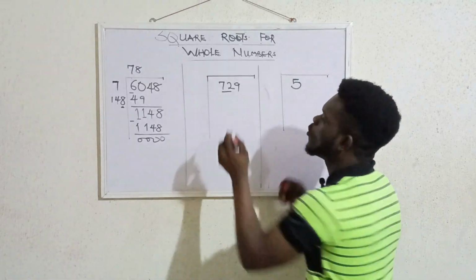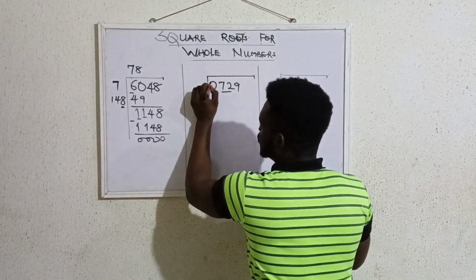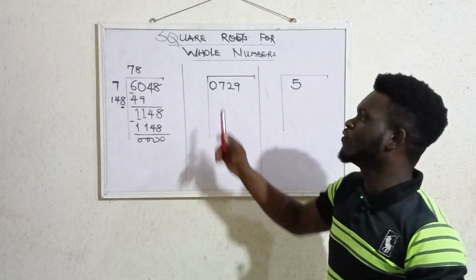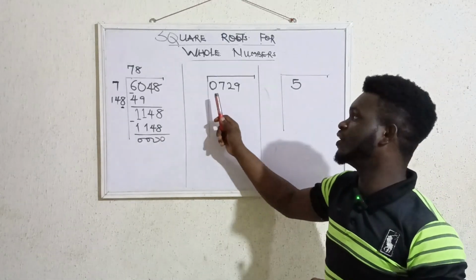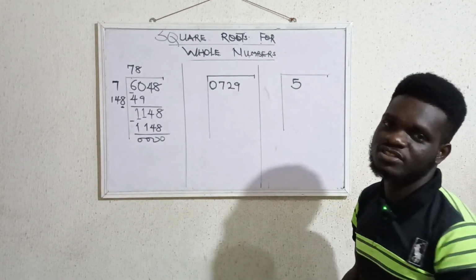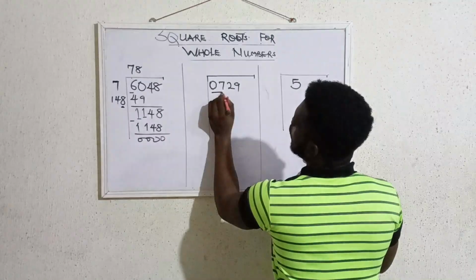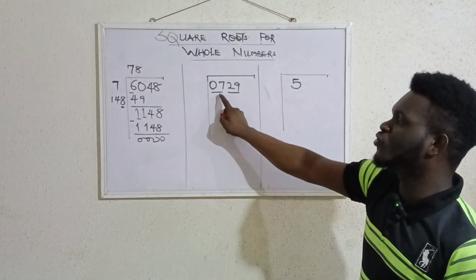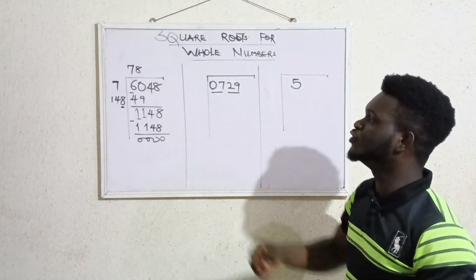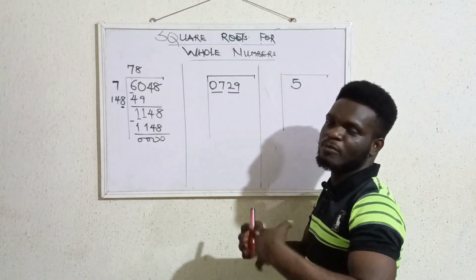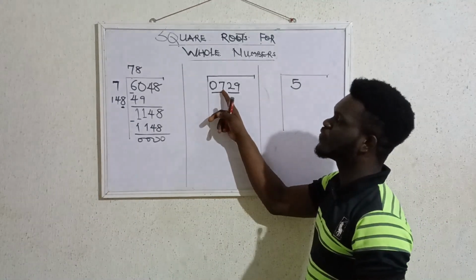So what do we do? We have to add a 0, or merge, sorry, a 0 to the very beginning of the question. We're going to merge 0 there, and we have 0729, which still stands as 729. So you are taking your pairs like this. So we are first of all going to deal with the number 7. Now what do we do? We are going to puzzle out what is that number that when I multiply the same number by itself, I'm going to get something close to 7.